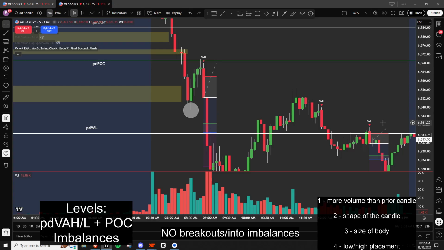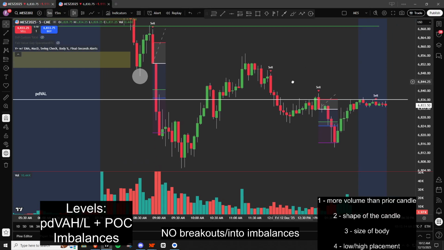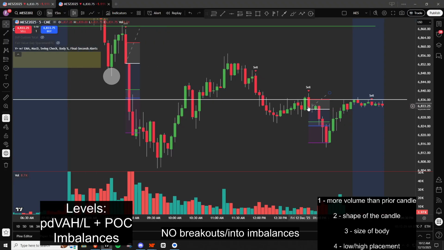So if you see sell or buy, that means it should fill all of these requirements. Sometimes the indicator does not work as designed, but for the most part it does. So if it's a sell or buy, that means it has more volume than the prior candle. It also means the shape of the candle matters. We're looking at two things. We're looking at wicks. If it's a bearish candle, we want it to have minimal lower wick.